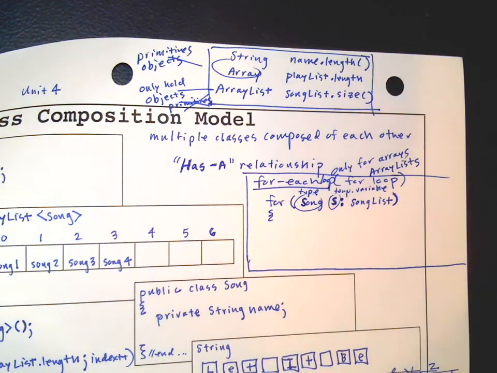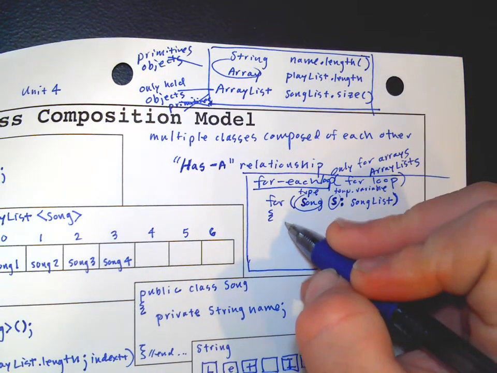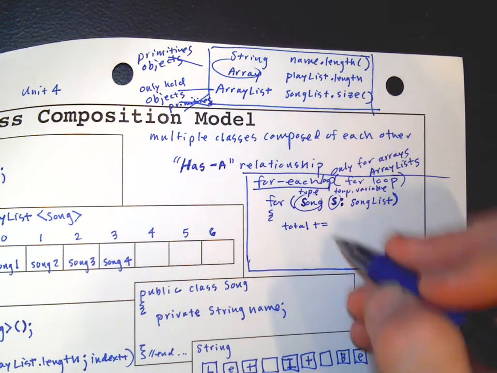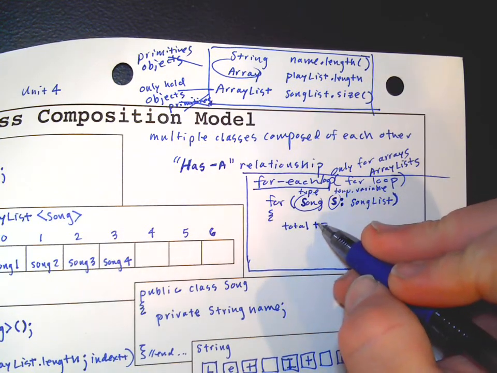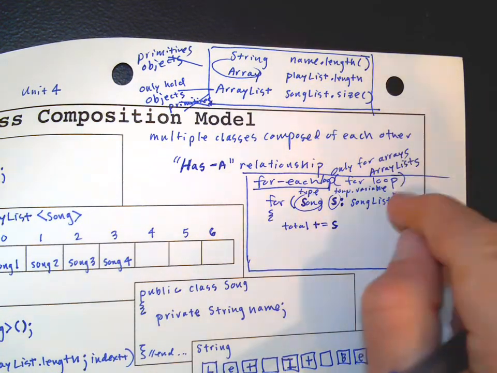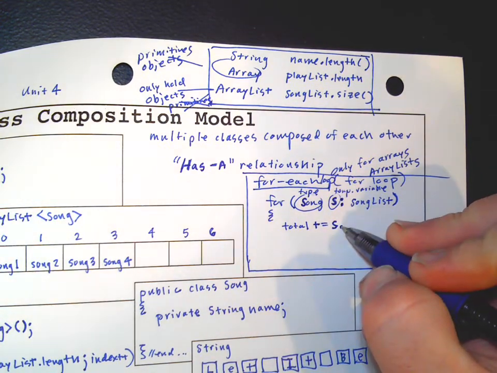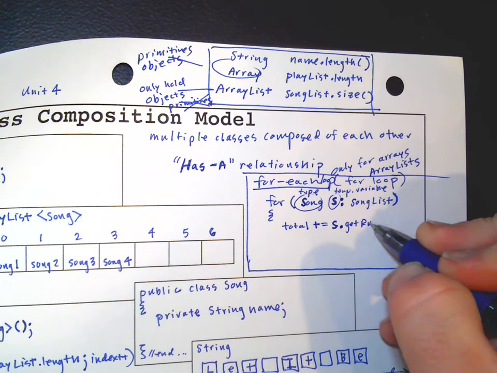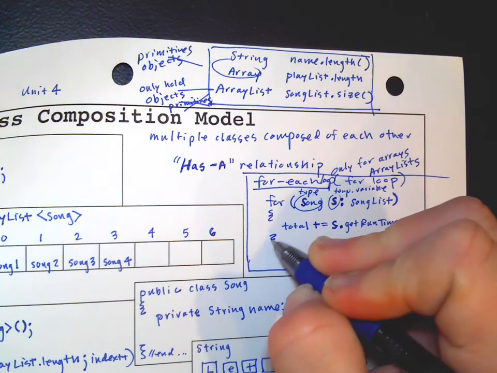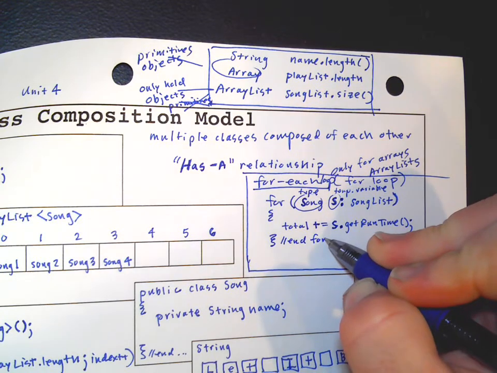So it's very similar. Let's say we want to add up all the run times or something like that. You'd say total plus equals. You create some variable before, total, set it to 0, plus equals. Now this S is the object. It's like we're pulling the objects out of the array list and copying them to this. So this is a song, so you can do song things to it. We could say getRuntime, and then keep going. So that's how the for each loop works.